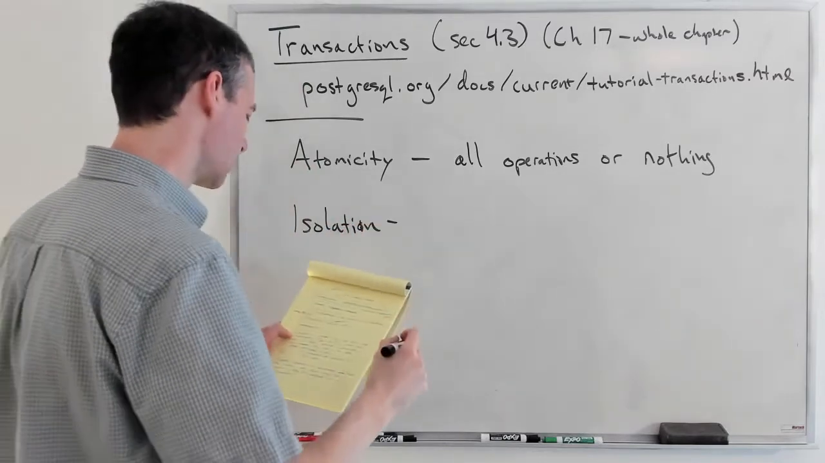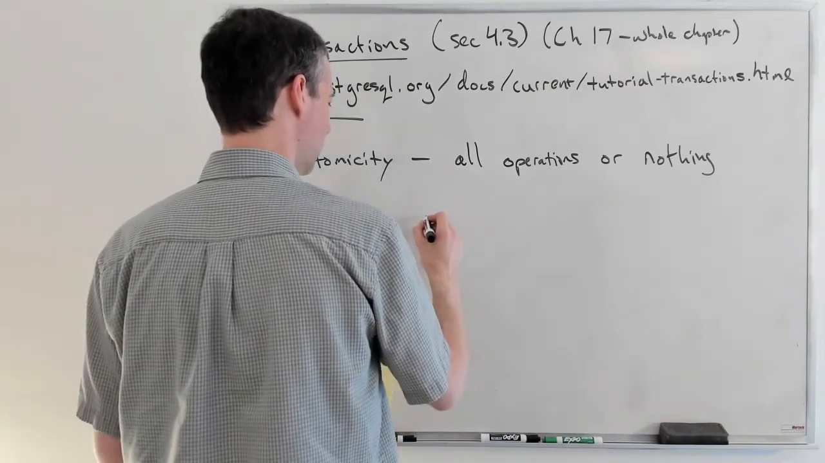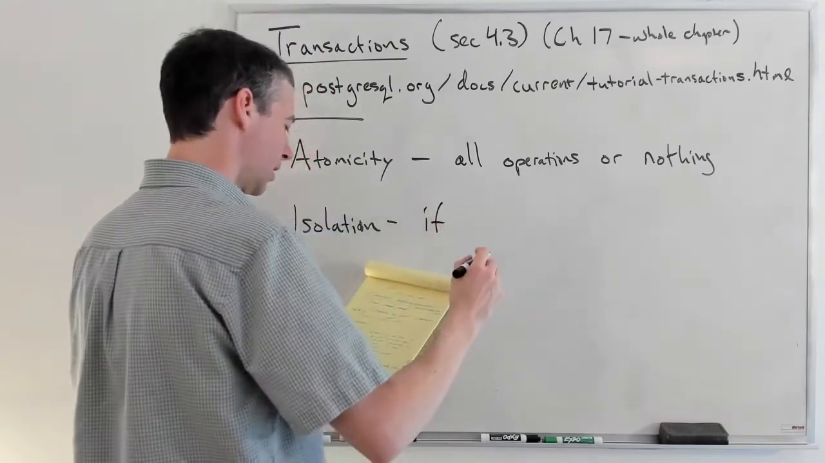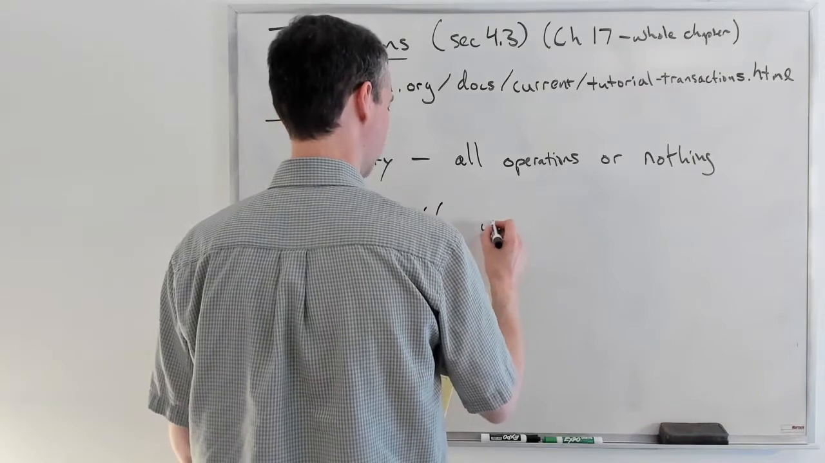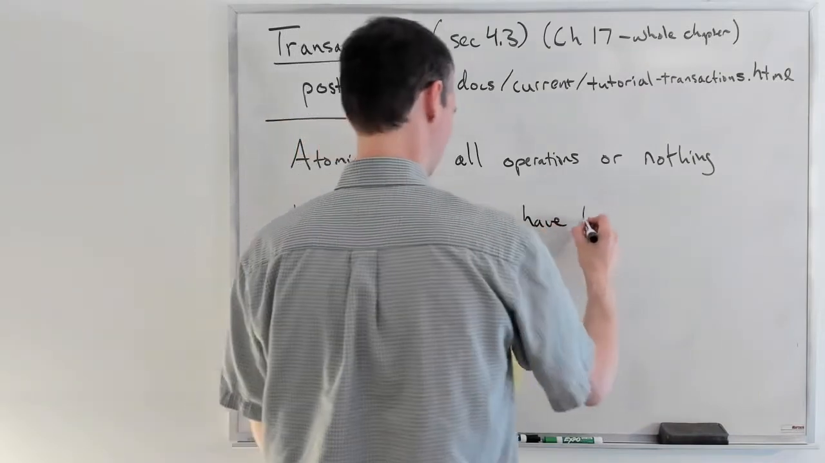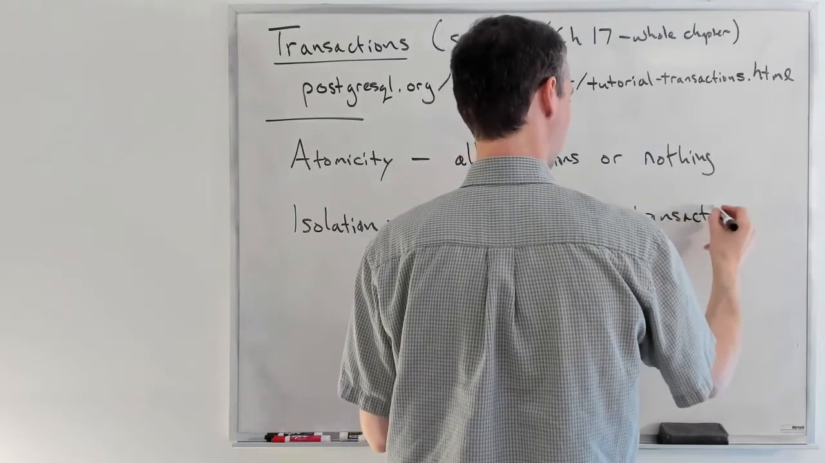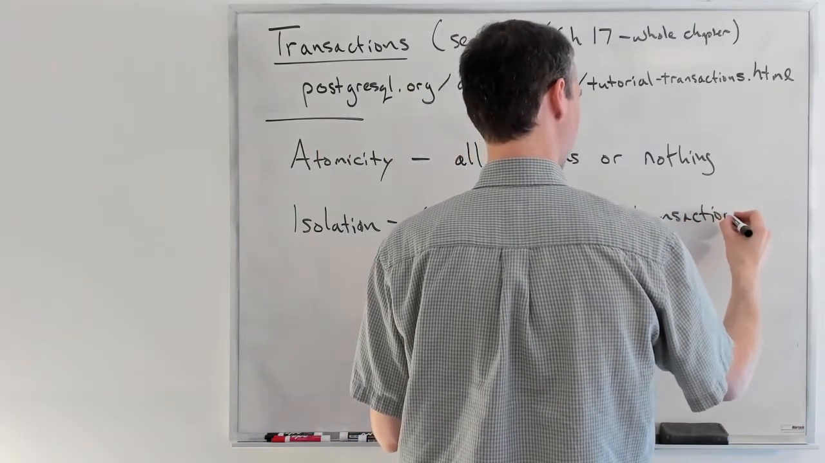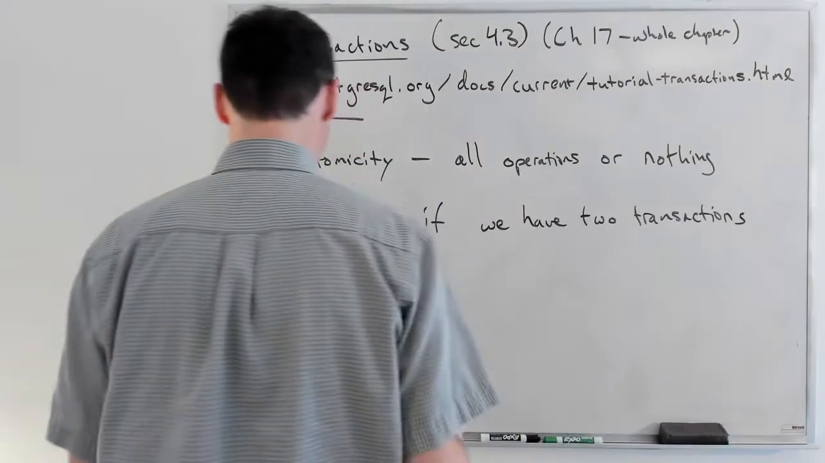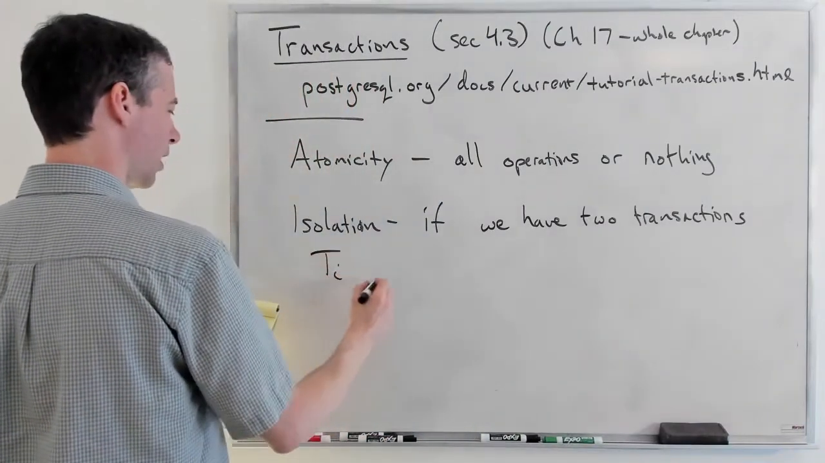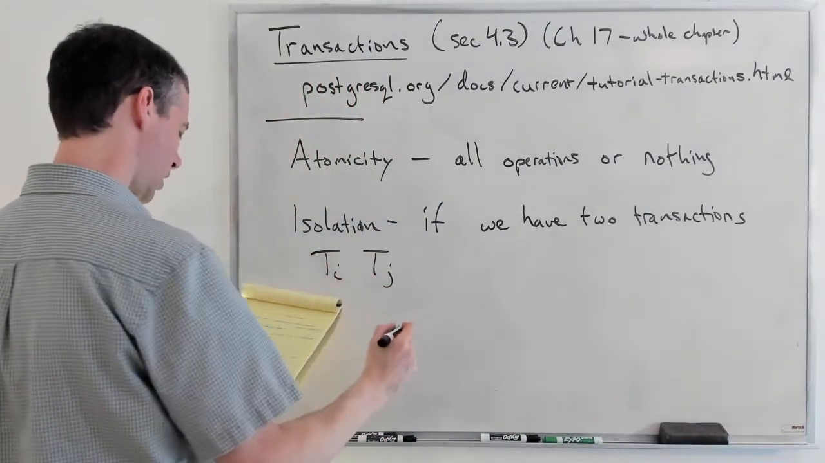But so isolation is the other really big thing. And this gets stated as, if we have two transactions, I think I pulled this material from chapter 17. Transaction I, transaction J.